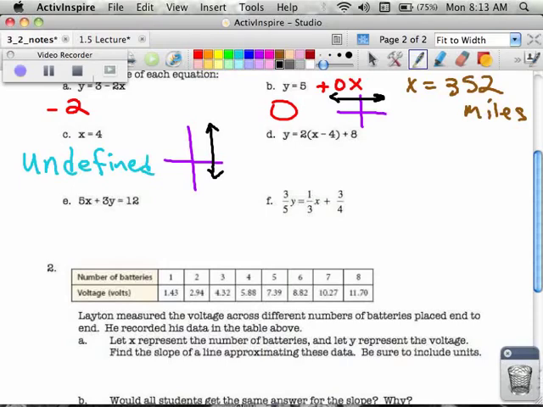In letter D, if I were to distribute the 2 to each of the pieces, meaning I would take this 2 times the x and the 2 times the negative 4, I would see y equals 2x minus 8 and then plus 8. And then, of course, if I simplify, the 8's go away, so I have y equals 2x. The number immediately preceding the x is a 2, so my slope in this case is 2.